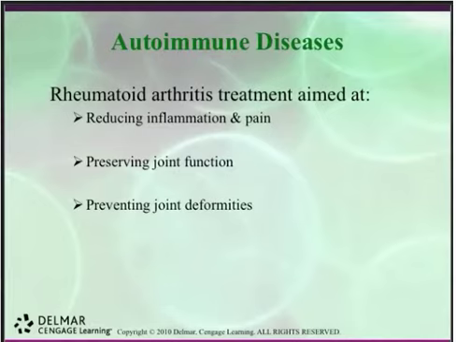Disease-modifying anti-rheumatic drugs include gold compounds and penicillamine, as well as new biologic response modifiers. Special splints or devices can be used to improve the quality of life and allow greater independence. And again, the prognosis is best with early medical intervention.